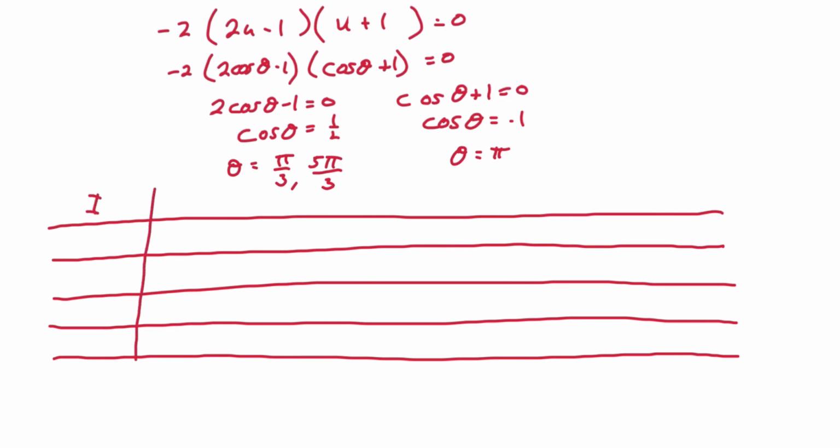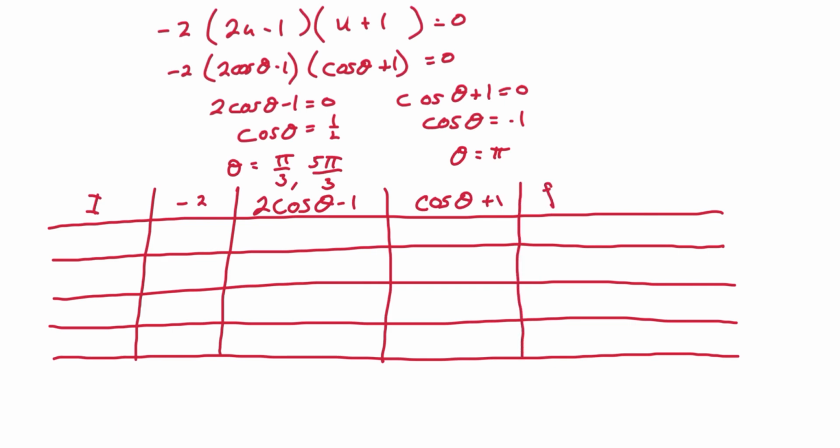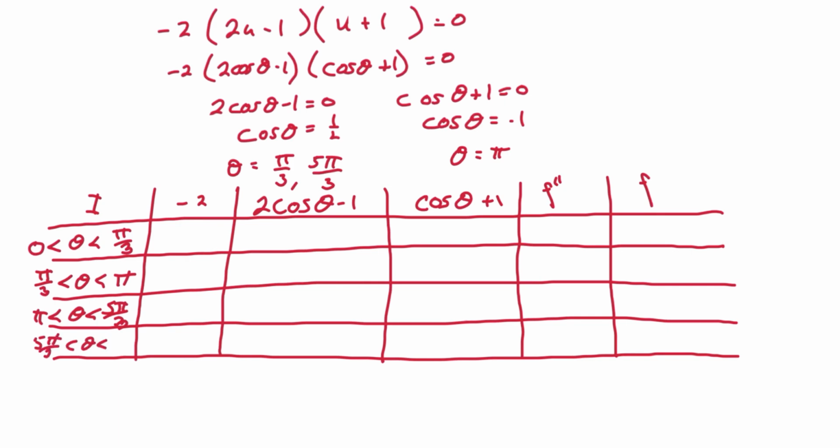We have our intervals, negative 2, 2 cosine theta minus 1, cosine theta plus 1, second derivative, and what that tells us about f. So the first interval, theta is between 0 and pi thirds. And then between pi thirds and pi, between pi and 5 pi thirds, finally between 5 pi thirds and 2 pi.